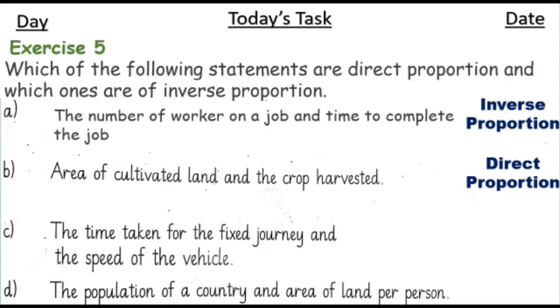So which type of proportion is this? This is direct proportion. Part C. The time taken for the fixed journey and the speed of the vehicle. When you will move fast or you will increase the speed, the less time will be taken. Or when you will move slow or you will decrease the speed of the vehicle, the more time it will take. So both quantities are going opposite.